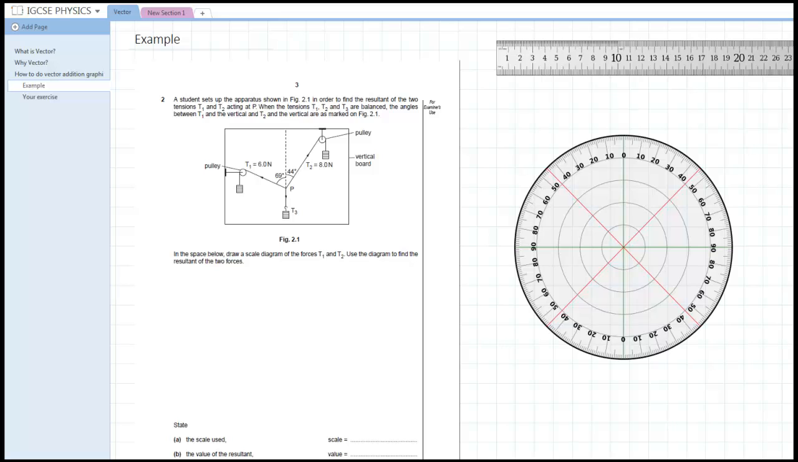In the next video I'm going to show you one example from a past paper, and I want you to do it with me. Please prepare a protractor, a ruler, and a piece of paper, of course, and click the next part of the video and we will start to do it.